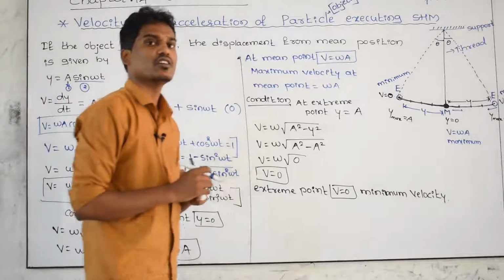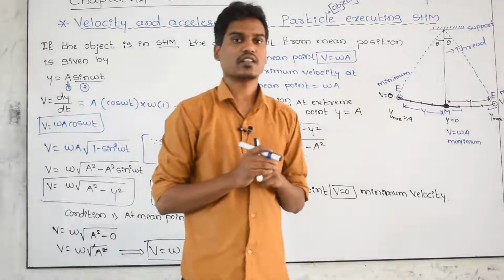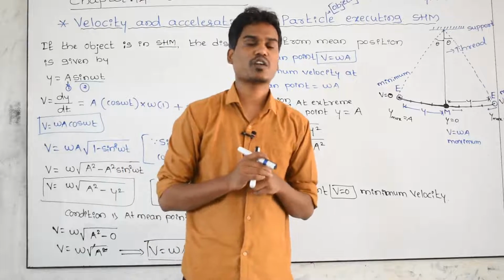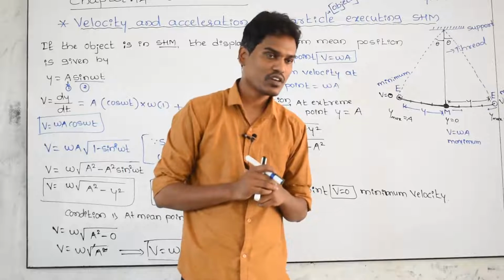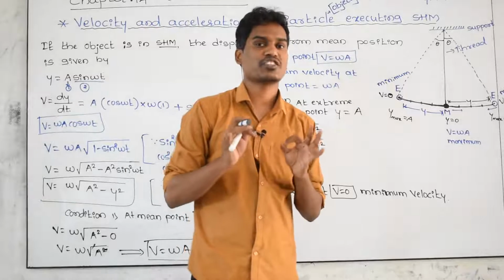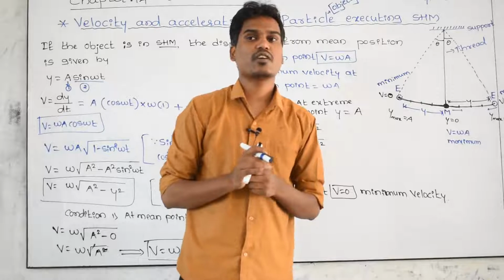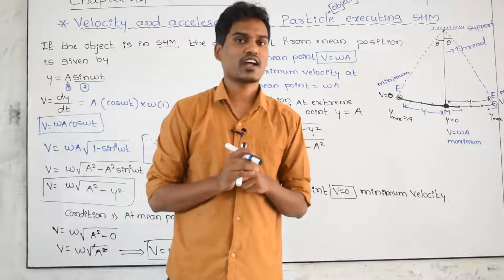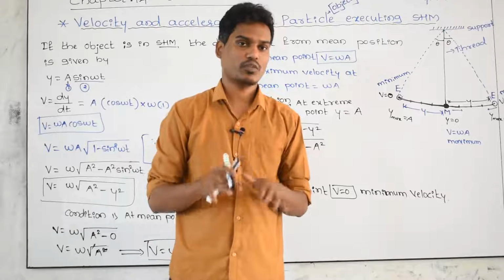There is a theory question for you: what is the velocity of the object executing simple harmonic motion at the mean position? You have to write that the velocity of the object at the mean point is maximum. And what is the velocity of the object at extreme positions? The velocity of the object at the extreme position is 0.